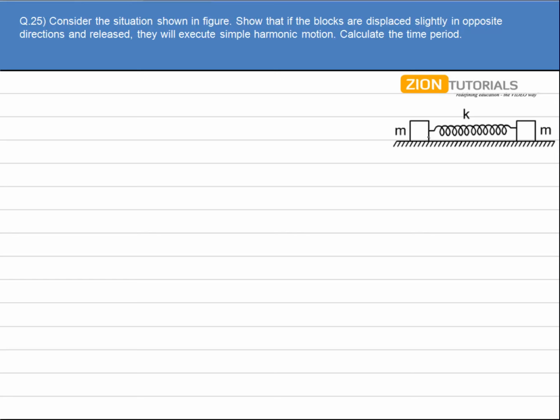Now let's say I displace this block M by a distance x this side, and this block M by a distance x this side. The net energy of the system when the system is performing SHM can be written as total energy equal to half of K into (2x) square. This is the spring energy, because x is stretched in this direction and x is stretched in this direction, so the total stretching in the spring is 2x. The total spring energy will be half of K (2x) square, plus half of mv square plus half of mv square, and that will be equal to a constant.